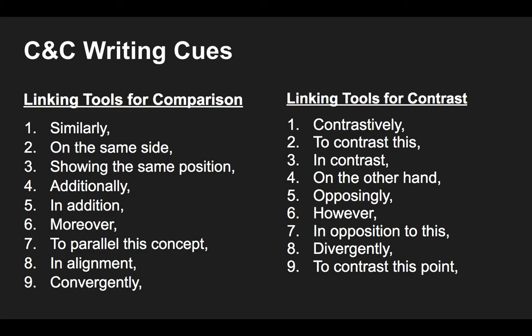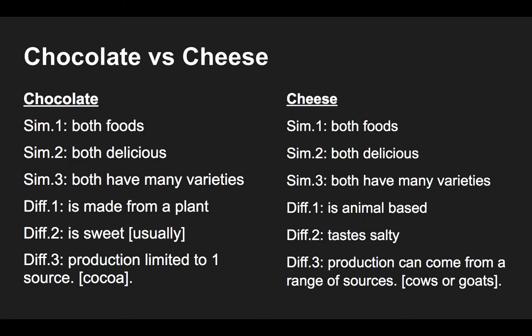Okay, moving on, we're going to obviously now look at an example. So let's imagine this is a very light example, just for the purpose of the demonstration video. Let's say we're going to compare chocolate against cheese. So we've done our brainstorming, and you can see we've come up with 3 similarities and 3 differences. Sim 1, they're both foods. Sim 2, they're both delicious. Sim 3, both have many varieties. Okay.